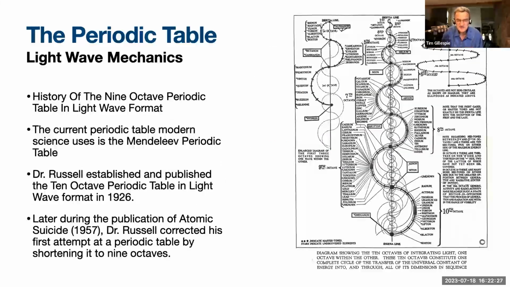In 1926, with the printing of the Universal One, Dr. Russell showed the world the 10-octave periodic table in lightweight format. At the time, he was still putting this together, and it was his recollection that it was 10 octaves. Lau, in conversations one night, made the comment that our number is 9, and she believed the periodic table is a 9-octave table, not 10.